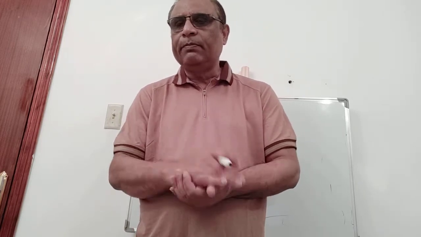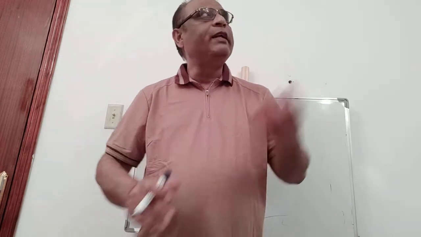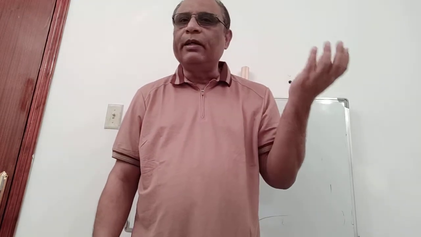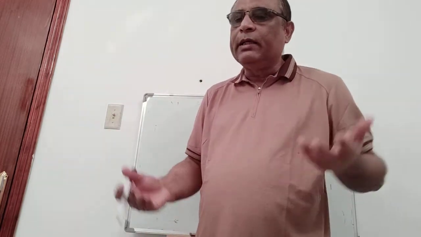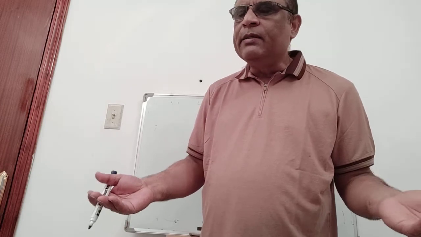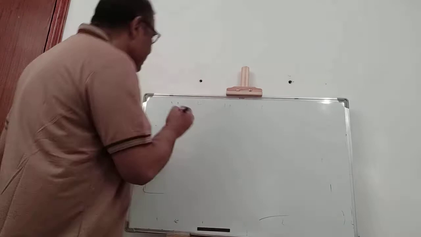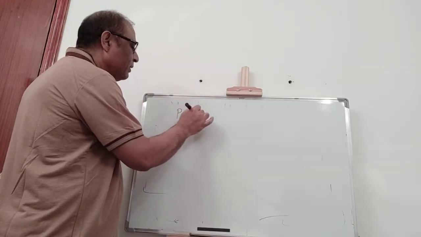You know what? Power. What is the power of the system? A CFL bulb consumes very little power. An incandescent bulb, the yellow one, takes more and more power. Then what is power? It is the rate of consumption of energy. If we are asked to define power, then what is power?